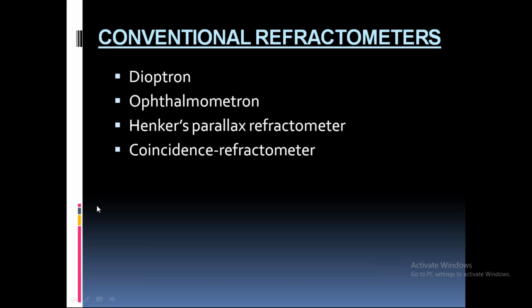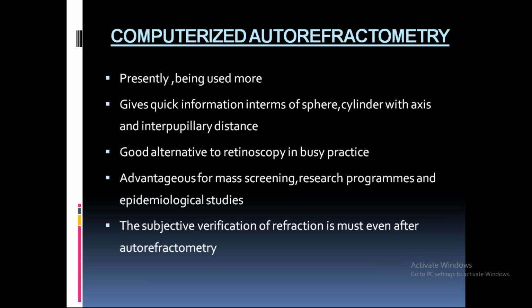These are the various types of conventional refractometers: dioptron, ophthalmometron, Henker's parallax refractometer, coincidence refractometer. Computerized autorefractometry is the most commonly used nowadays because it gives quick information in terms of spherical, cylindrical, and axis and interpupillary distance. Good alternative to retinoscopy in busy practice. Advantages include mass screening, research programs, and epidemiological study.